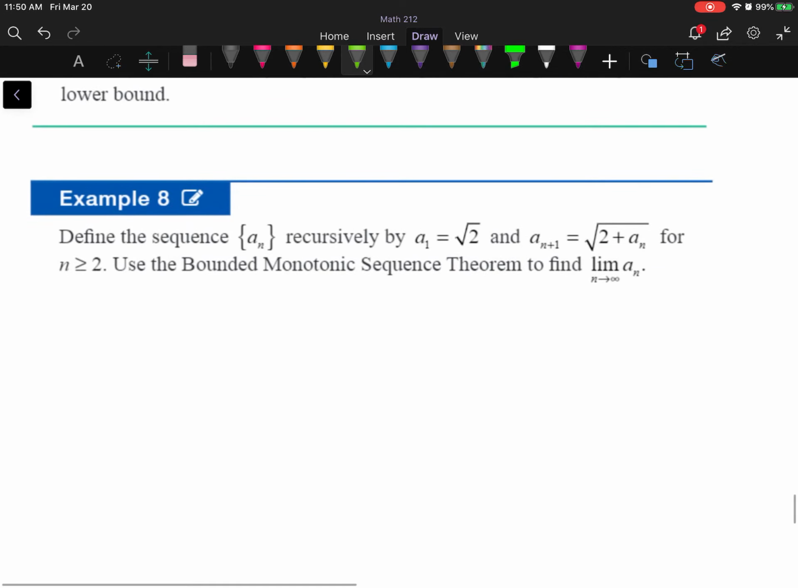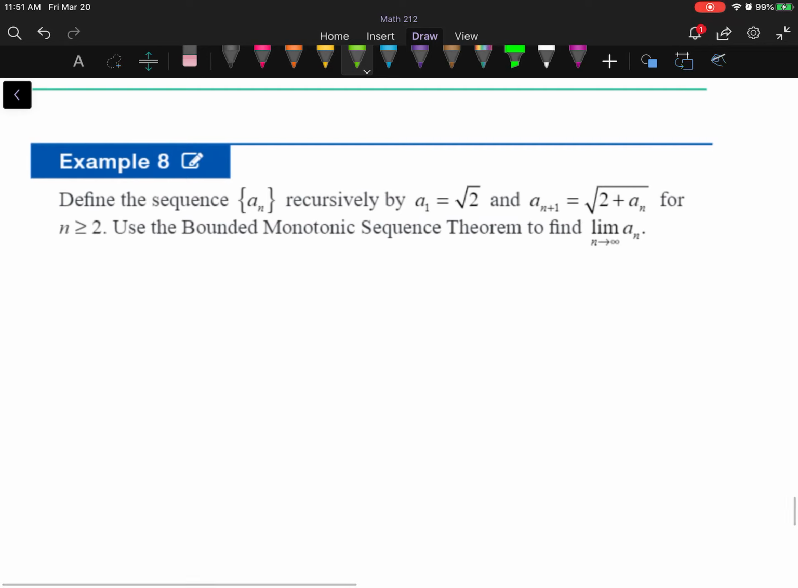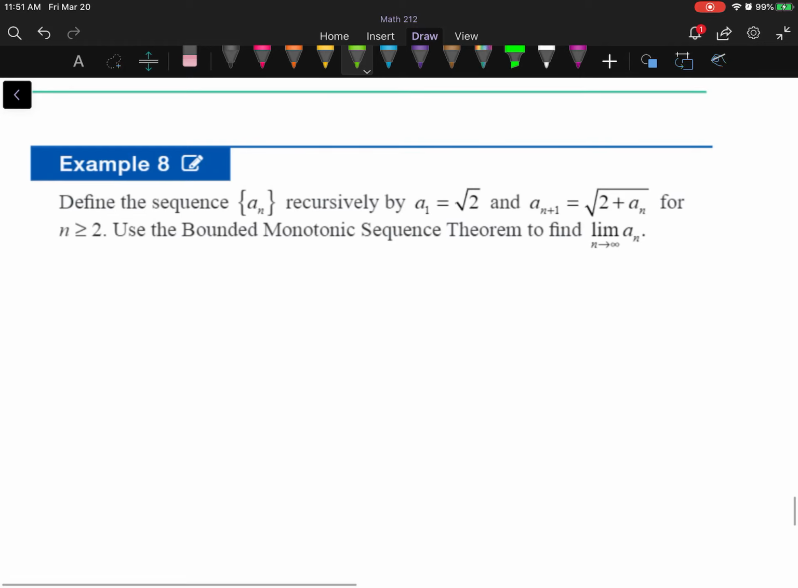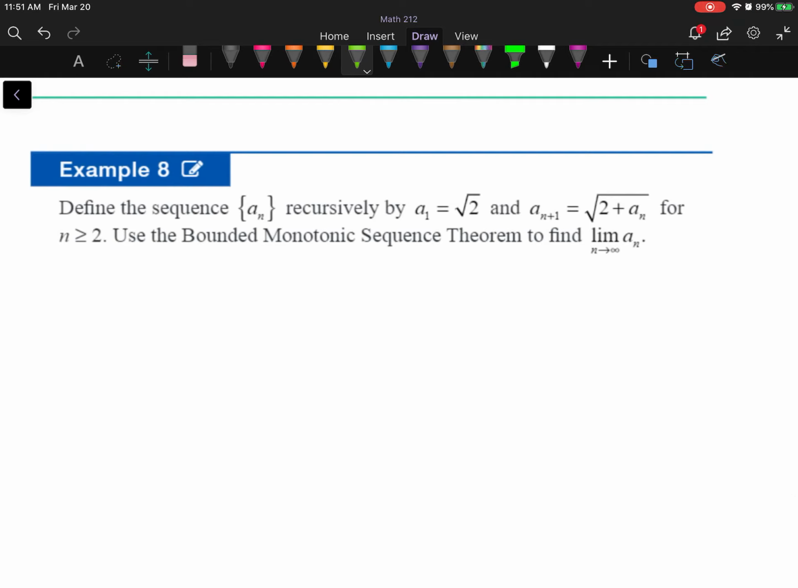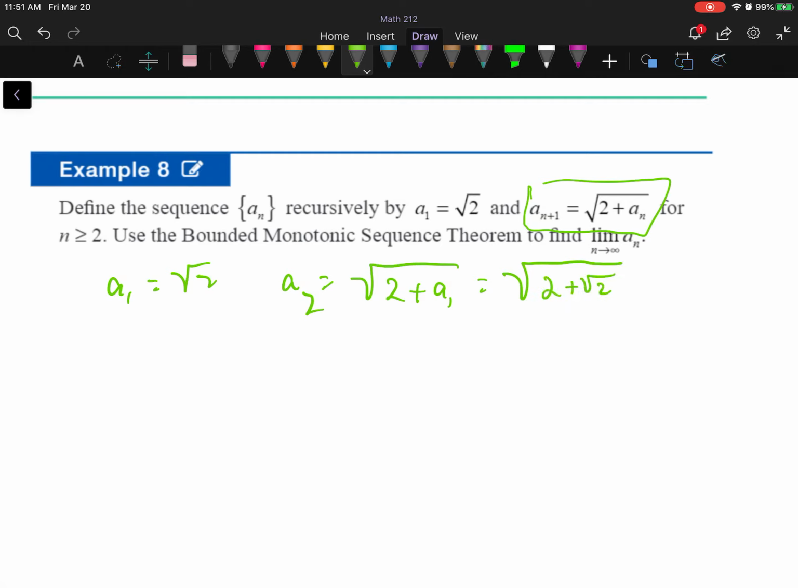All right, time for Example 8. Example 8 is our last example for the lesson. And honestly, I want to make this quick too. In order to prove that this sequence a sub n, which starts off at a sub 1 equals the square root of 2, a sub 2, using the second part of this, would be 2 plus a sub 1, which means that we've got the square root of 2 plus the square root of 2 underneath the square root.